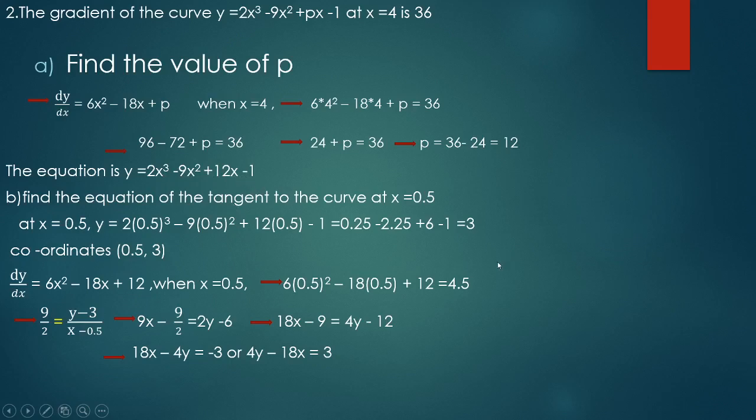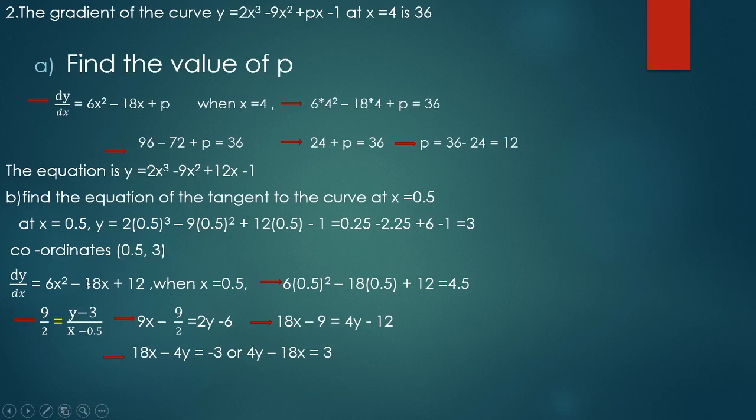So it will be 2 times 0.5 cubed, minus 9 times 0.5 squared, plus 12 times 0.5, minus 1, all that gives you 3. So the coordinate becomes (0.5, 3). That's the coordinate of the curve at the point x equals 0.5.